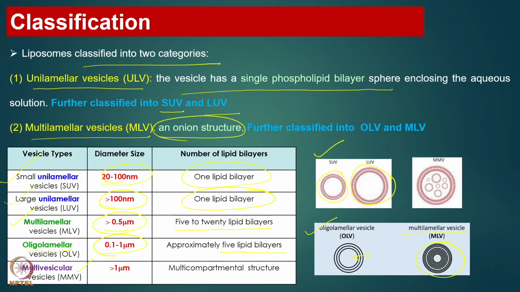And the last one is multivesicular vesicles, which contain different vesicles within one vesicle, which is nothing but a multi-compartmental structure. So, on the basis of their size and layers, they can be classified into different categories.